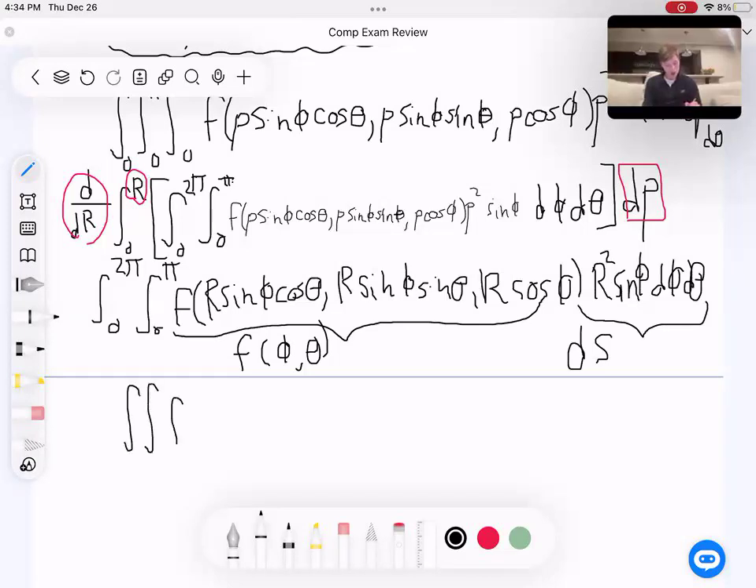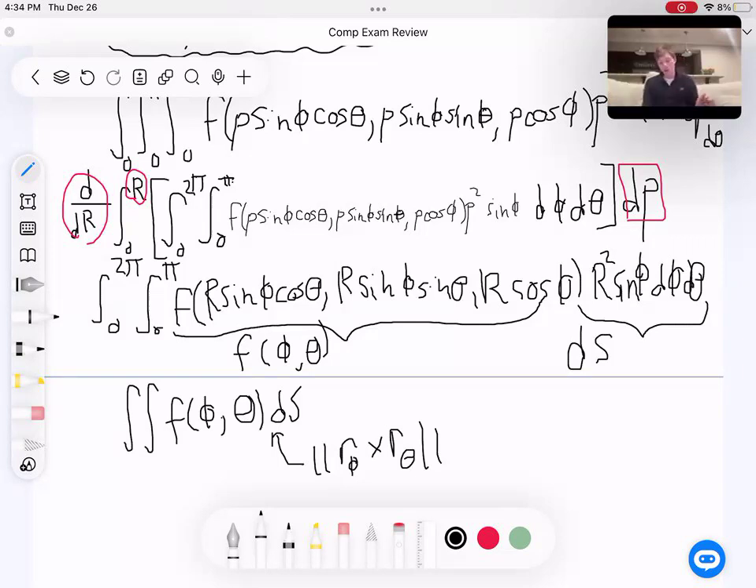So it's going to be f of phi and theta, times dS, and dS is really our parameterized surface, which is the magnitude of r sub phi cross r sub theta. And we don't have to do a lot with that. We can just leave it in terms of this integral because, again, we don't know much about this parameterization. So all of this is totally fine. This can be our final answer.